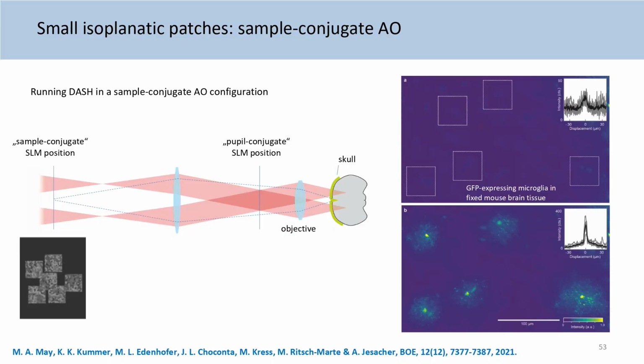So here this is showing microglia cells in fixed mouse brain tissue where we corrected 5 at the same time. So DASH has to run sequentially because I only have a PMT. You can't discriminate the signals coming from these different points, so you have to run the optimizations in sequence. But all are displayed at the same time on my spatial light modulator, so all are also corrected at the same time.